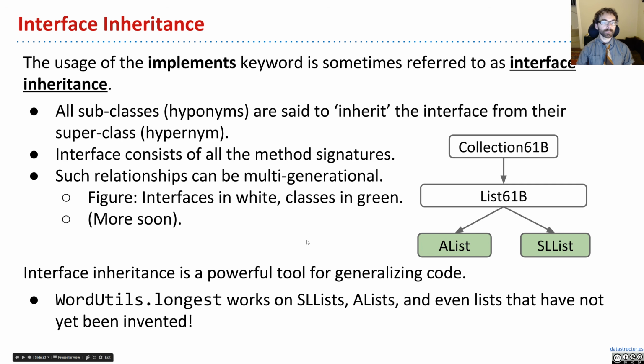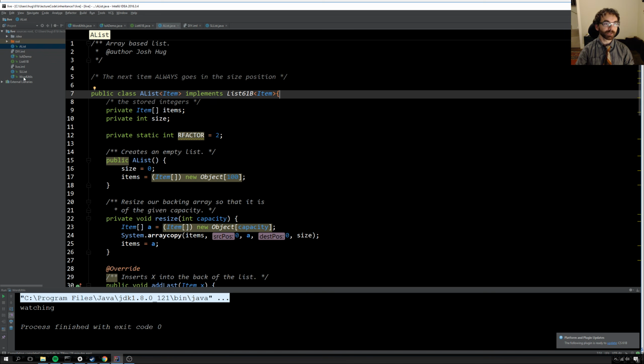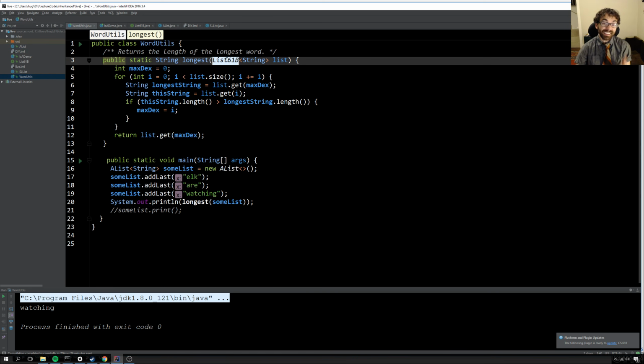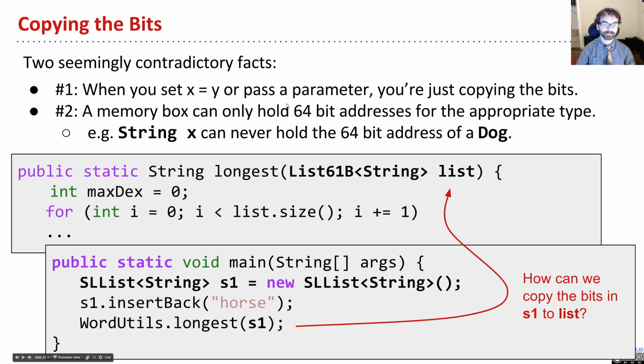In the diagrams that I'm going to have in the future, any interface is going to be in white and any class is in green. You can think, if you want to use people as the example, these are job titles or categories of people, and these are going to be specific people. Interface inheritance is going to be an incredibly useful tool for generalizing code. I think it's a really lovely idea in programming languages, and we've already seen it in action. If we look at our WordUtils class, it can handle any kind of list. And that's real nice.